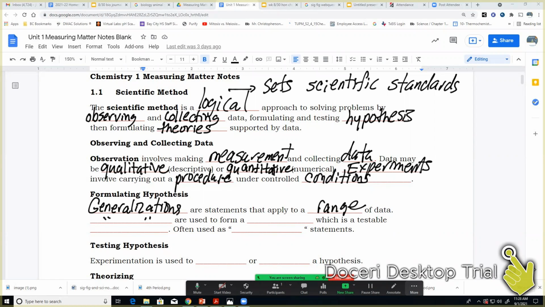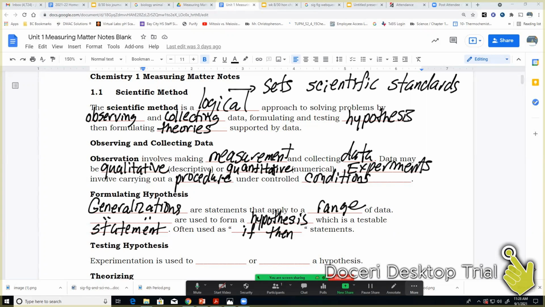Generalizations are used to form a hypothesis, which is a testable statement. And it often uses if-then statements. So like, if I give the tomato plants fertilizer, then will they grow larger? And then I can do experiments and gather data and numerical data, so quantitative data, and check that all out.